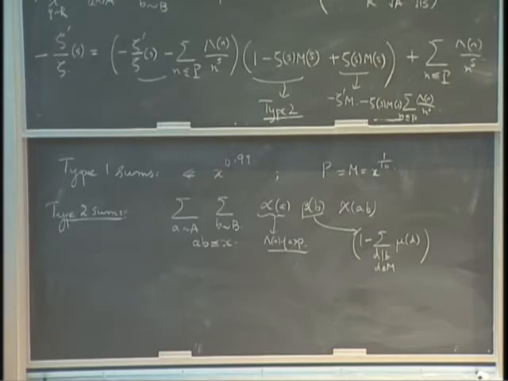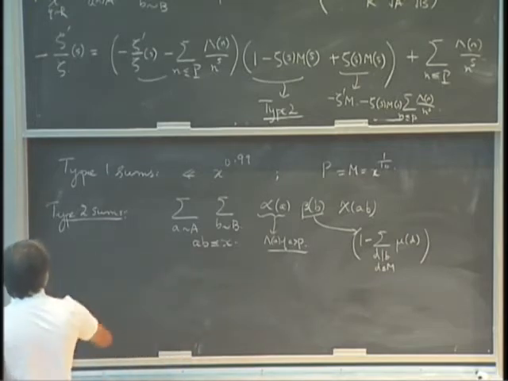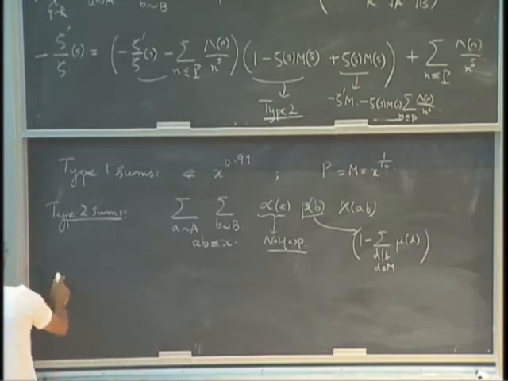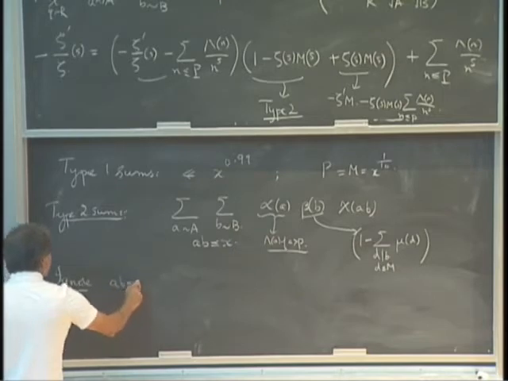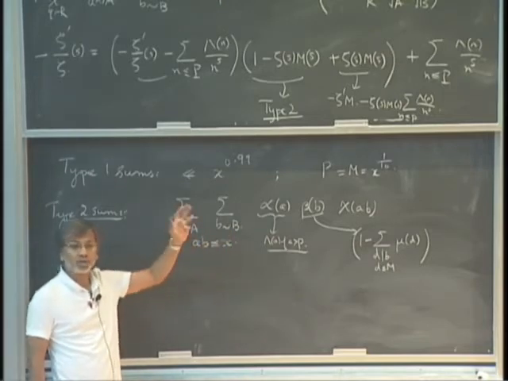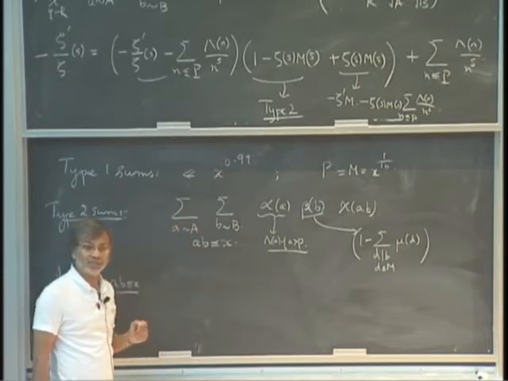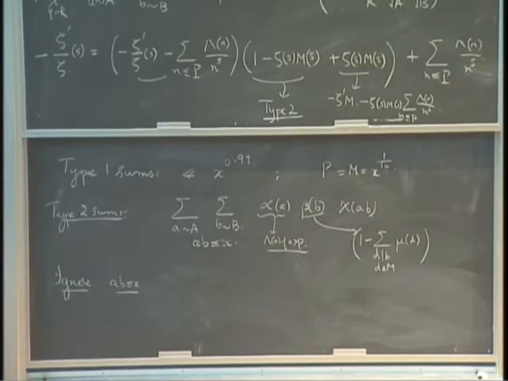Is this good? And then what we realized was that if I ignore the condition that AB is less than or equal to x, right? Just think of A of size capital A and B of size capital B with some product of A and B going up to roughly of size x, maybe 2x. Then the large sieve estimate would be good enough.